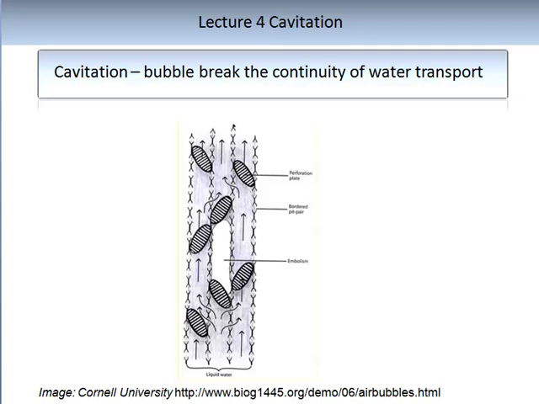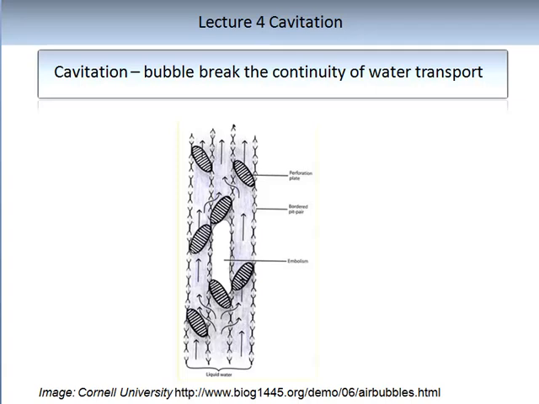In the image on the slide from Cornell University, you can see the concepts. The arrows demonstrate the movement of water through the vessels. A bubble or embolism has formed in the middle of the vessel element. Here the water needs to change direction. The pits are blocked because of the bubble.